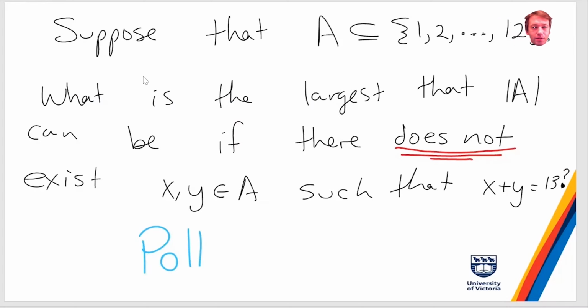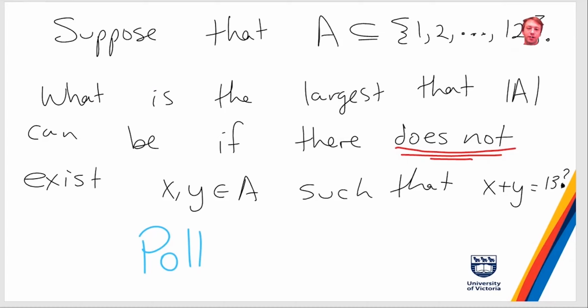So I plan to do this one as a poll. Might be a little bit of a harder poll than the other ones, but let's give it a try. Okay, so how big can a set A be? A is a subset of 1 up to 12, and there's no x and y in A that add up to 13.